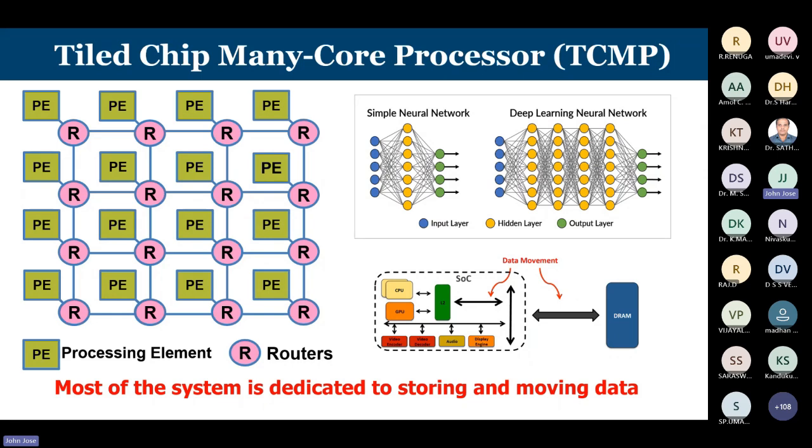It has to go to the appropriate processing element. So the input and weight value of the corresponding neuron has to reach the processing element. And after processing, the output has to travel to the next processing element, which is supposed to perform the operation of the next neuron in the network. Similarly, this means there is a lot of data movement through the underlying interconnect. So most of the system is dedicated to storing as well as moving the data.